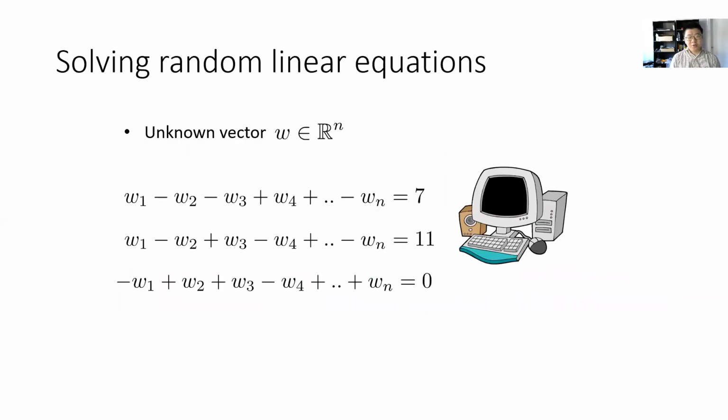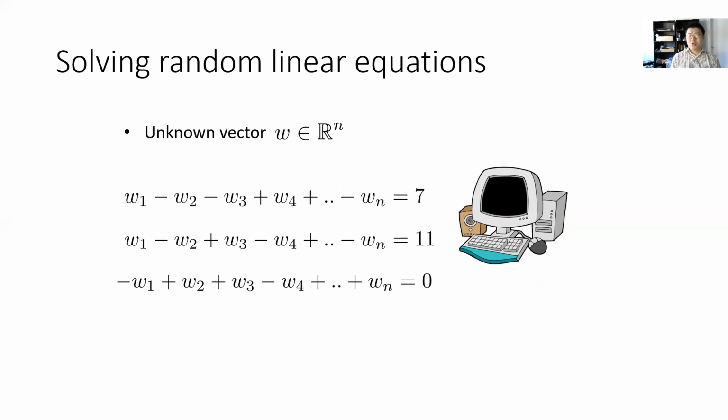Consider the following problem. Let w denote a hidden linear relation that we want to recover. Say we receive a bunch of random equations about w with plus or minus 1 coefficients. Like the first equation is w1 minus w2 minus w3, and so on, is 7. The question is how many equations do we need to recover w?